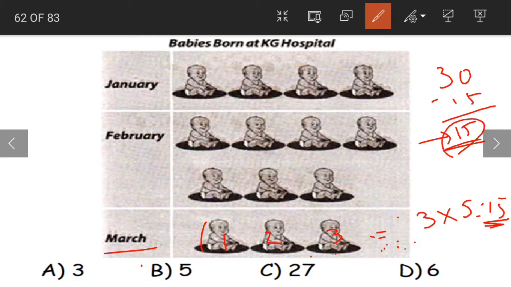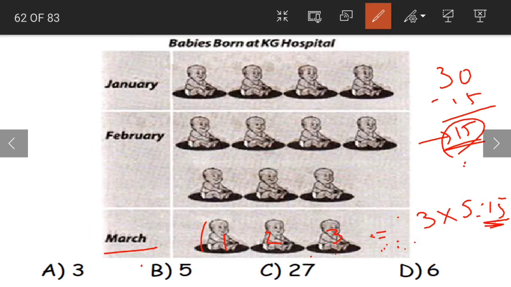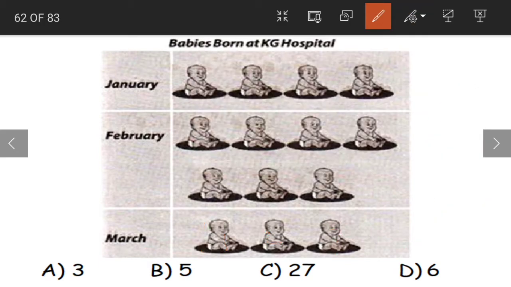For 15, how many babies do we need, children? See, 15, as each represents 5. So 15 divided by 5, we have 5 3s are 15. So we need 3 more babies. How many more babies do we need, children? We need 3 more babies here in the graph. Here we are having 1, 2, 3, and then again add 3. 3 plus 3 is equal to 6. When we add 3 babies to March, we'll get a total of 6 babies.